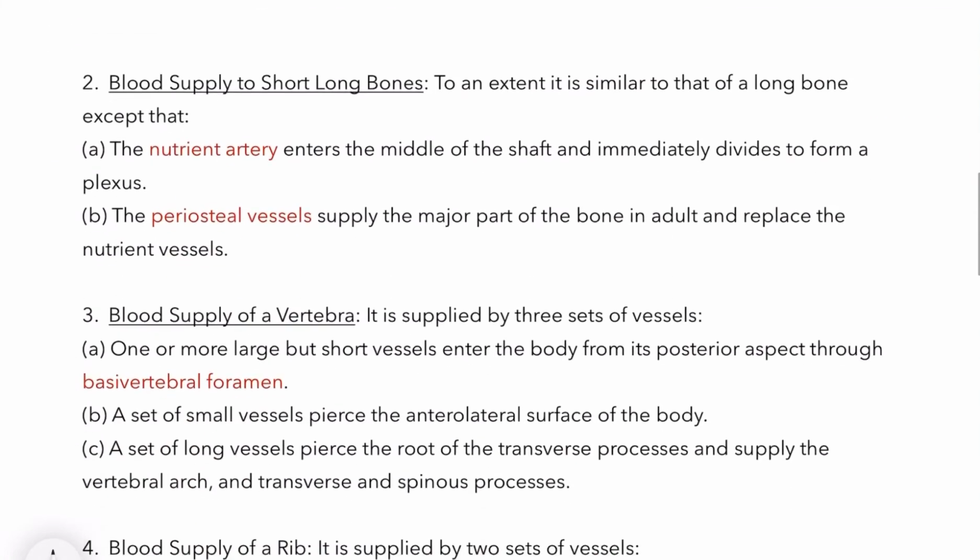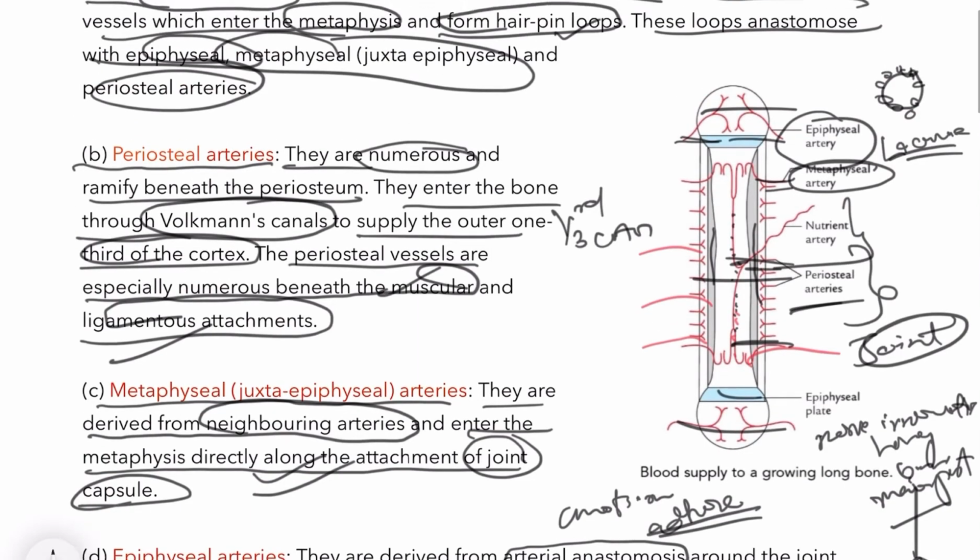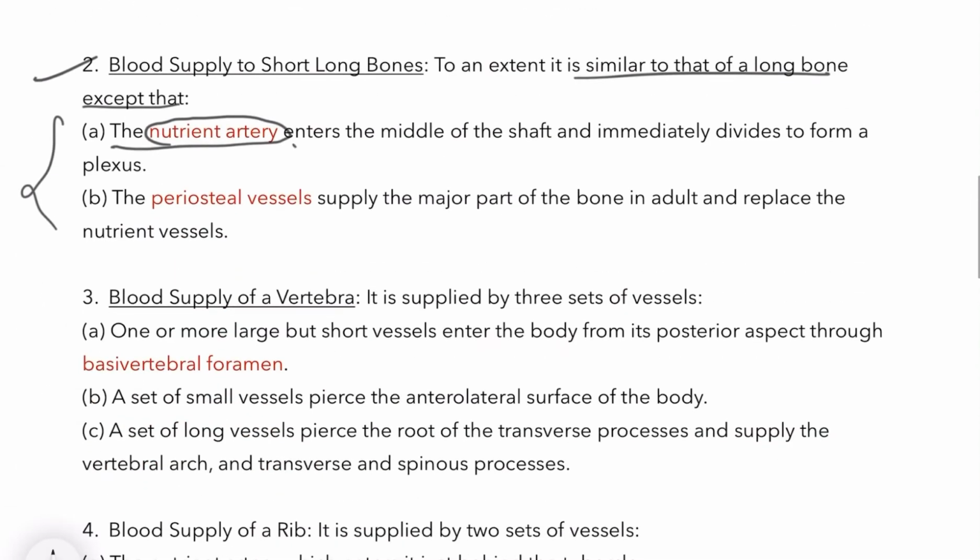Okay. Now blood supply of short long bones, to an extent it is similar to that of long bone, except there are two exceptions which you have to remember. The nutrient artery, that is this one, and the first one which you have seen, enters the middle of the shaft and immediately divides to form a plexus. In the short long bones or long short bones, the nutrient artery forms a plexus, where so many nerves combine and form one major part, like brachial plexus, venous plexus. This you will learn in the upper limb.